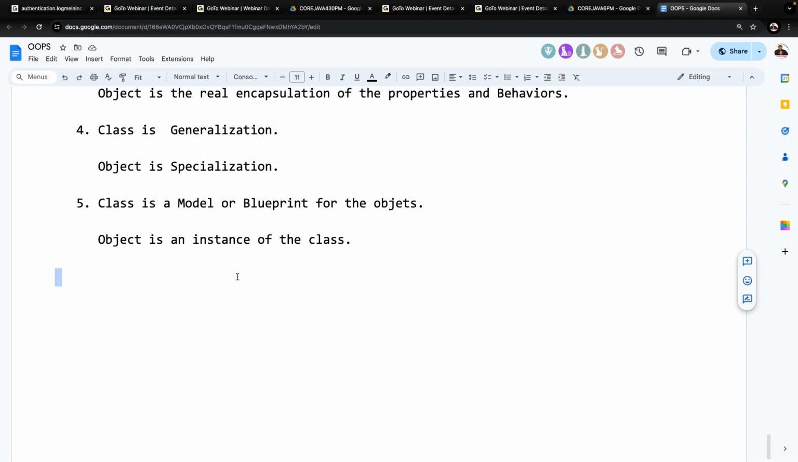Okay, I want to stop this session here itself, and tomorrow I'll continue the remaining object-oriented features. Up to now, we completed only what is class and what is object. The remaining concepts we are going to understand clearly. Now you can take a 5 to 10 minute break.